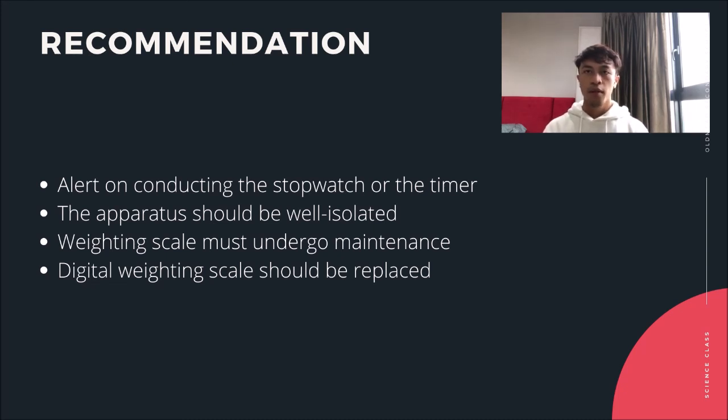The equipment such as the oven should be well insulated to prevent the heat from inside the oven from being released to the surroundings, which results in a slower drying rate. The next one is that the oven and the weighing scale must undergo maintenance or be checked before starting the experiment to prevent zero error. This action will prevent any fault of the apparatus.